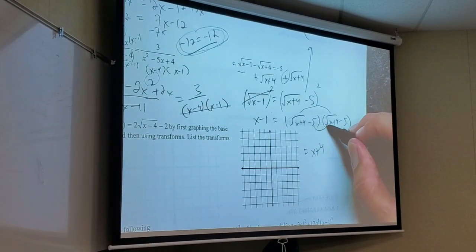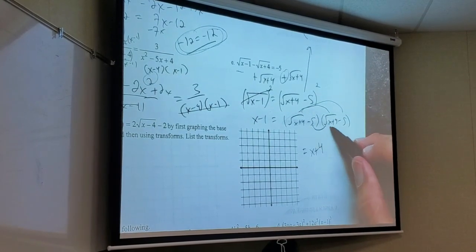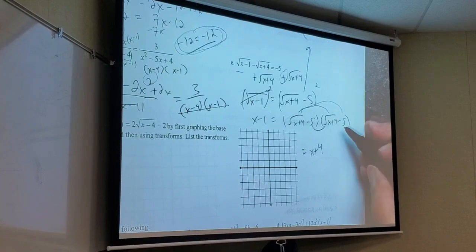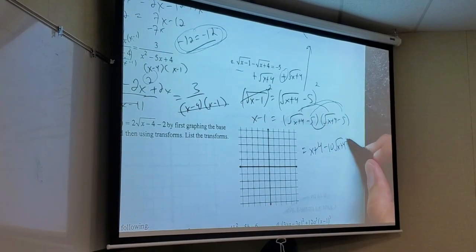Don't I get -5 of these, minus another 5 of those when I FOIL it? -5 of these, -5 more of them. Yes. So don't I have -10 of these? And then I get -5 times -5 is plus 25.